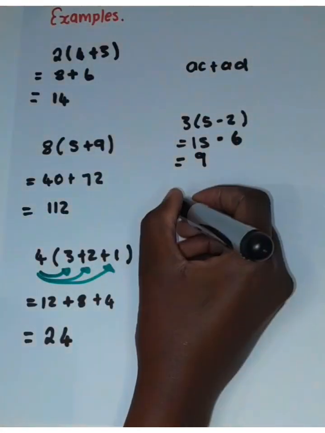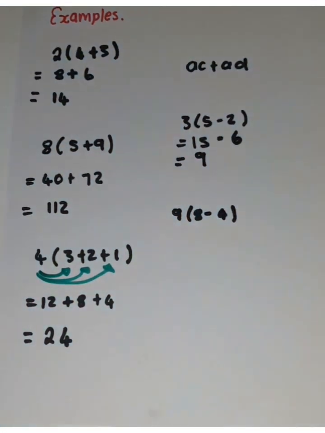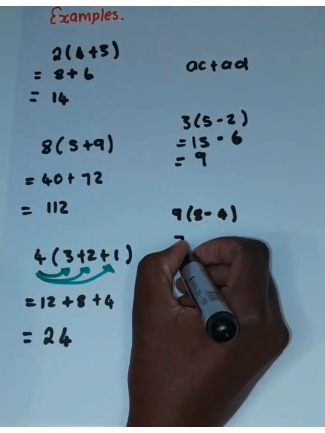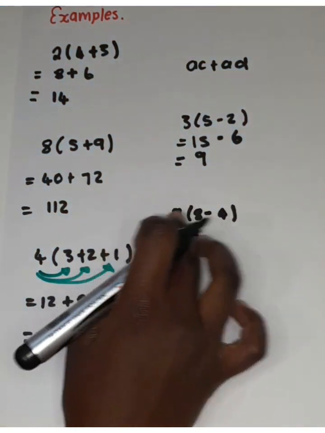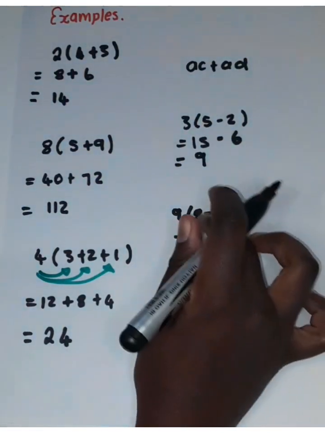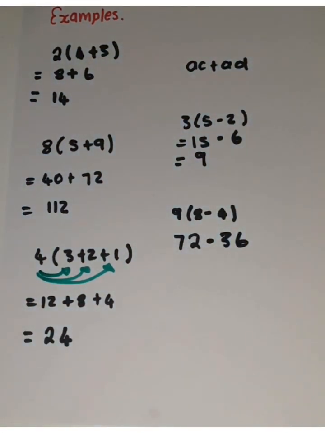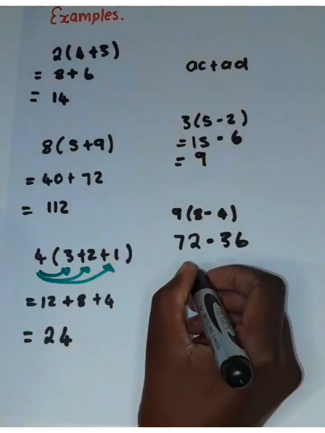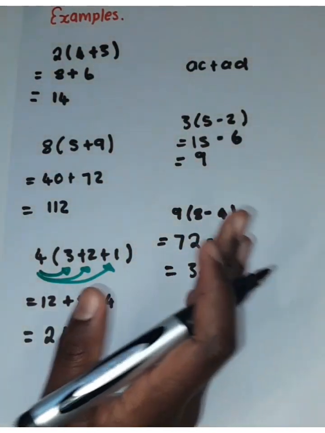Go to another one. Then you are done. You're going to say 9 times 8, which is 72. Remember the sign. Then it's going to be 9 times negative 4, which is negative 36. Remember this negative. So we are still subtracting, which is 72 minus 36, which is 36. Remember the equal signs. Yeah.